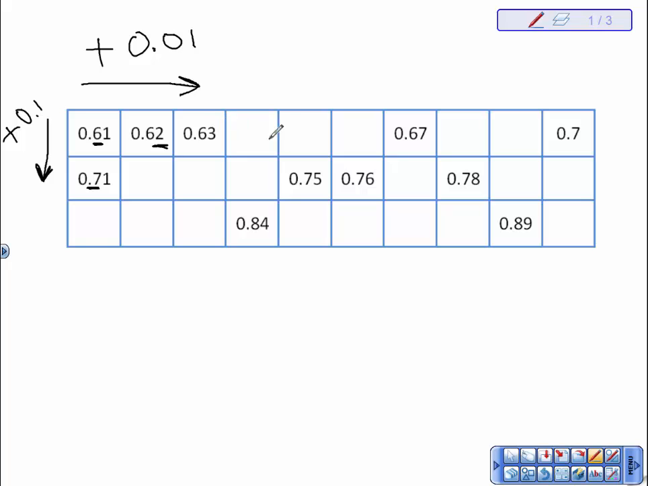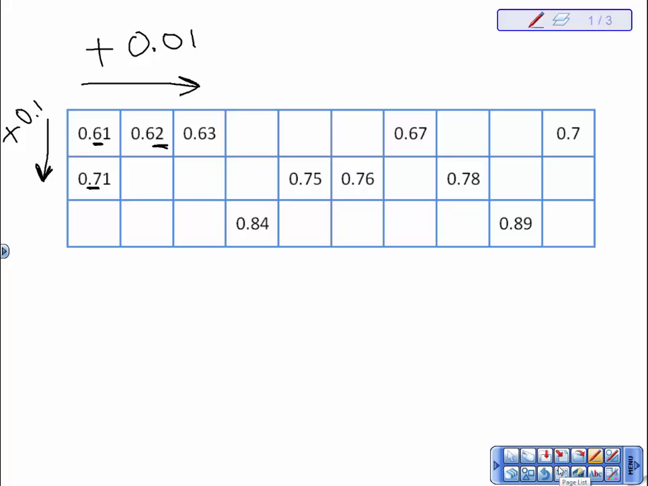As we go from left to right, we're just counting sequentially: 61, 62, 63 hundredths, and then we keep going. As we move down, we skip count by tens. So we go 61, 71, and you can guess what's probably going to go in here. Your lesson for today is to look at the pattern and figure out what the missing information is in all of these blank spaces.